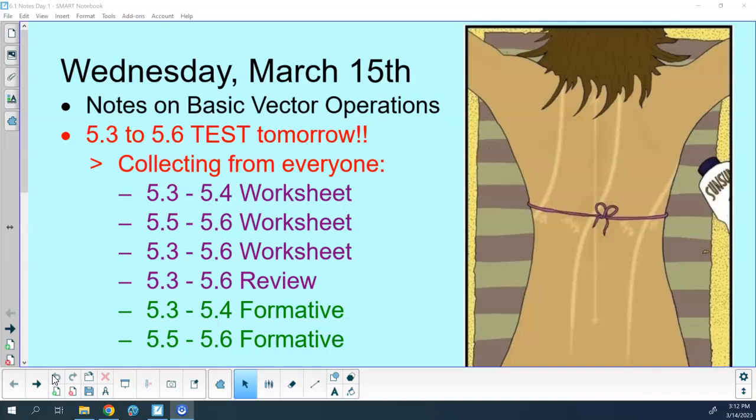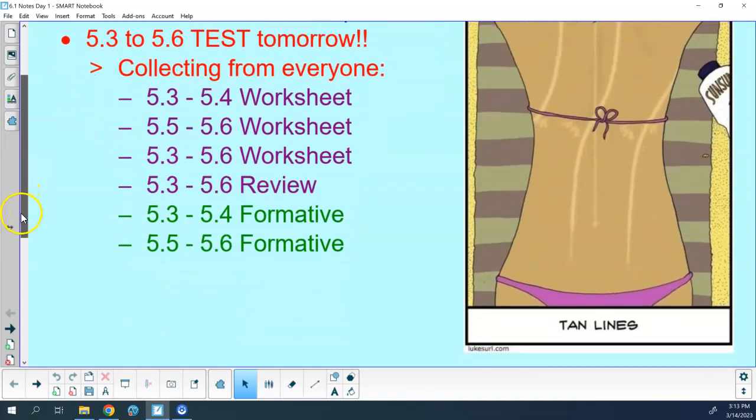On the second one, you have a test tomorrow in class covering 5.3 to 5.6. Okay? We are collecting from everyone the 4 purples, the 4 worksheets, and the 2 formatives. Now, if you've gotten a perfect score on your formative, you don't need to turn that back in. We've got it recorded. Okay? So those 4 purples and the 2 formatives are on green. Those need to be turned in by tomorrow. Okay? All right. So here we go.